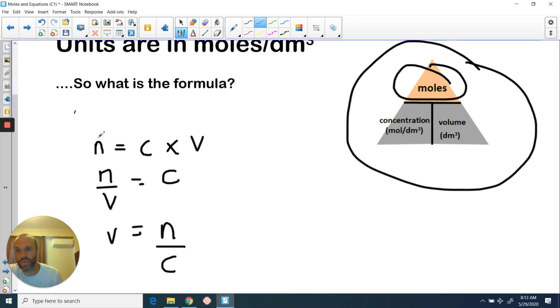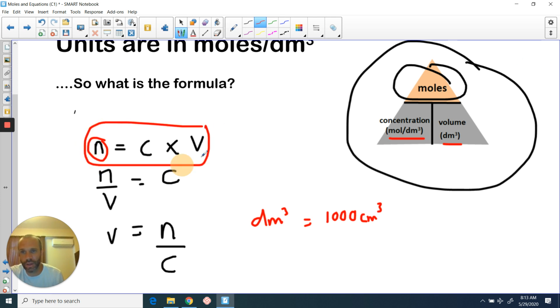Remember, n is representing number of moles. The unit for that is mole. The unit for concentration is moles per decimeter cubed. And the unit for volume is decimeter cubed. Now, a decimeter cubed, this is very important, is 1,000 cubic centimeters or 1,000 milliliters. And that's going to be really important because you may have to convert between units when you've got whatever data given to you in a question. Okay, so there's three ways to organize that formula, like that, and like that.